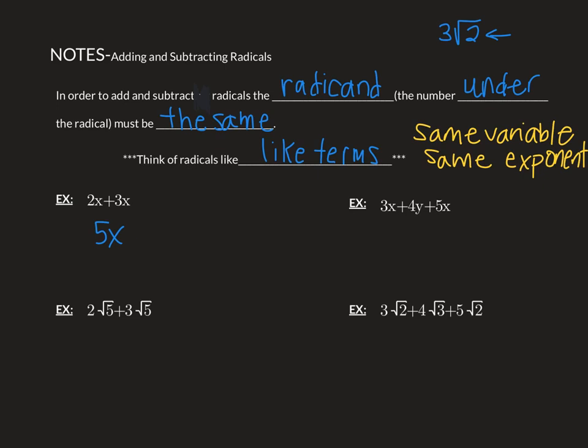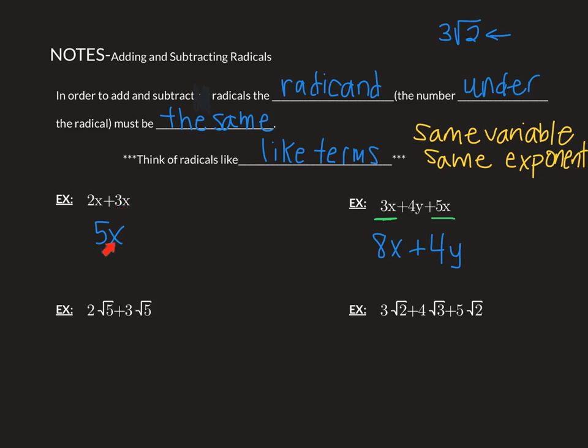Let's look at another example of like terms. If I have 3x plus 4y plus 5x, what are my like terms? Well, my 3x is a like term with the 5x, and the 4y doesn't have a like term, so I can only combine the 3x and the 5x together to get 8x, and then all I can say is 8x plus 4y. I can't add those two together.